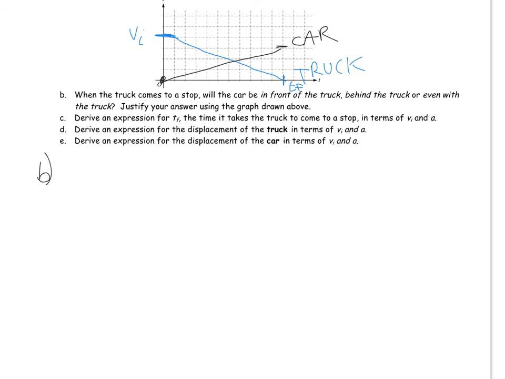Moving on to part B, when the truck finally comes to a stop, will the car be in front of it, behind it, or even with it? And we want to justify based on our graph. So here's what I would think about right off the bat. The distance the truck travels and the distance the car travels, those are simply the area under the curve. And if I look at the area under the curve for the car, and I look at the area under the curve for the truck, I can clearly see, and I don't even need to sketch this out or do the math, I can clearly see that the truck has a greater area. So that answers our question.